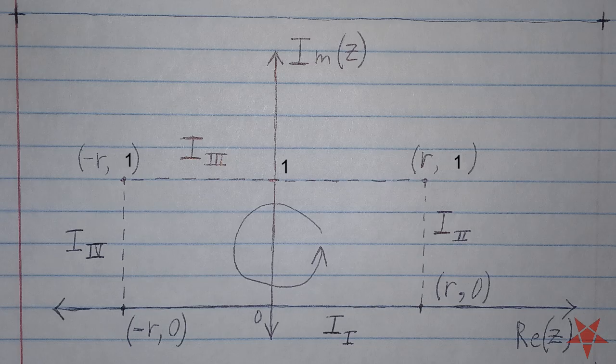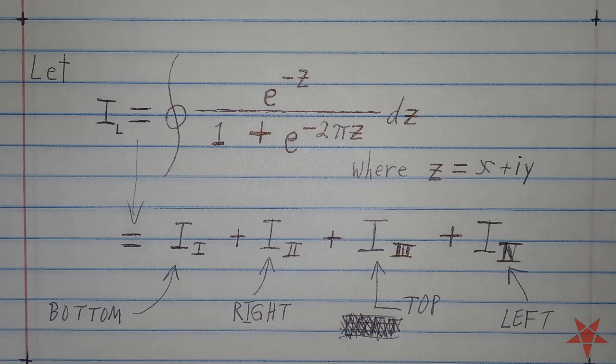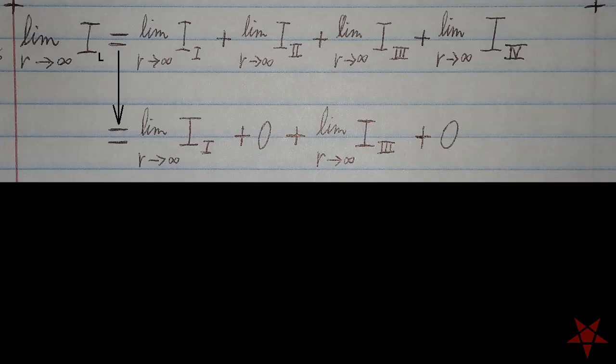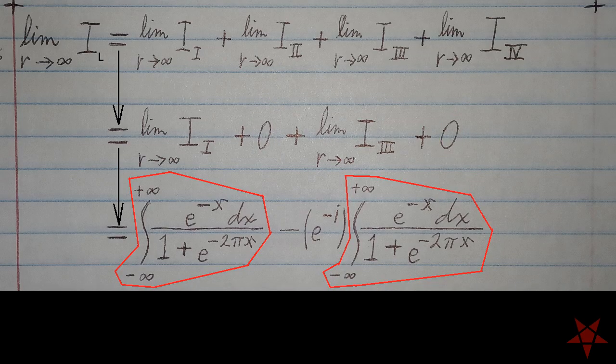Let's now take another look at the contour integral capital I sub L, and of course the limit of it as little r approaches infinity. The limit is, of course, equal to the limits of the 4 path integrals that we just evaluated. Limits corresponding to Roman numerals 2 and 4 are equal to 0, and we are left with two factors of the improper integral that we came here to solve in the first place.